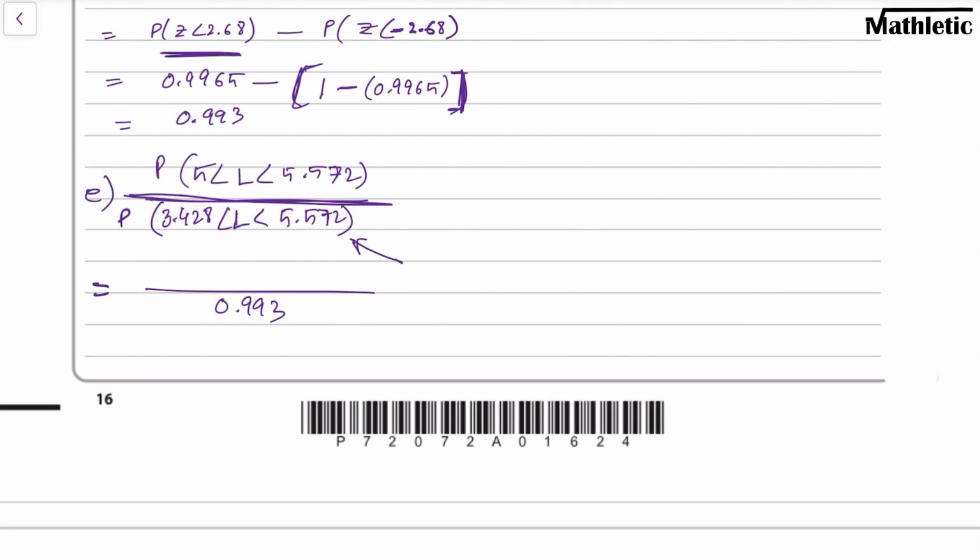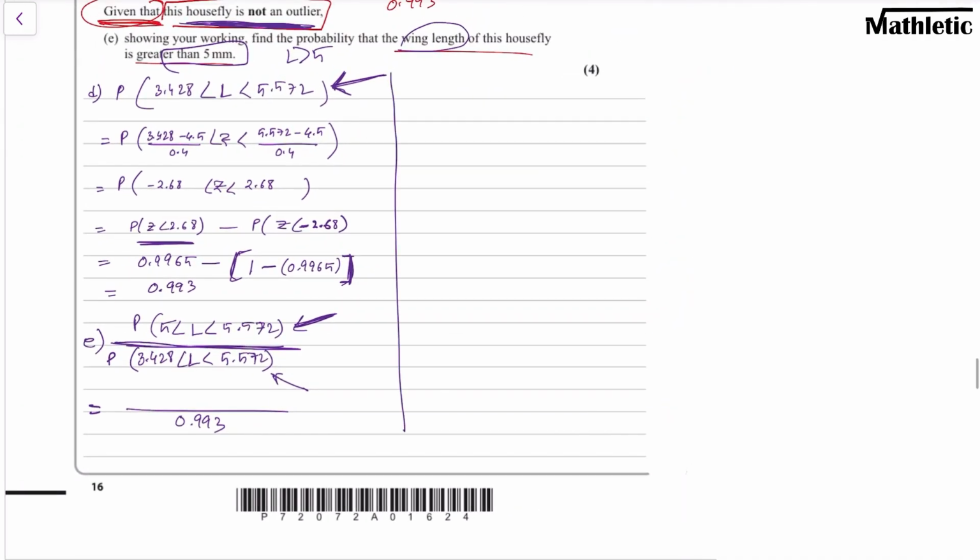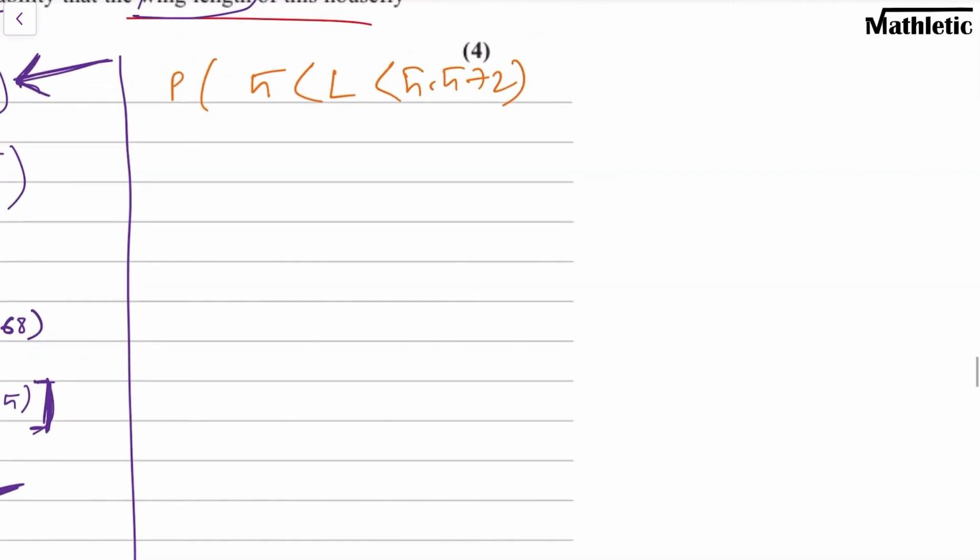So we know the value of the denominator, but the numerator we have to calculate. So let me just solve that part here. Probability length greater than 5, less than 5.572. So at first I will just convert that into Z. So 1.25.